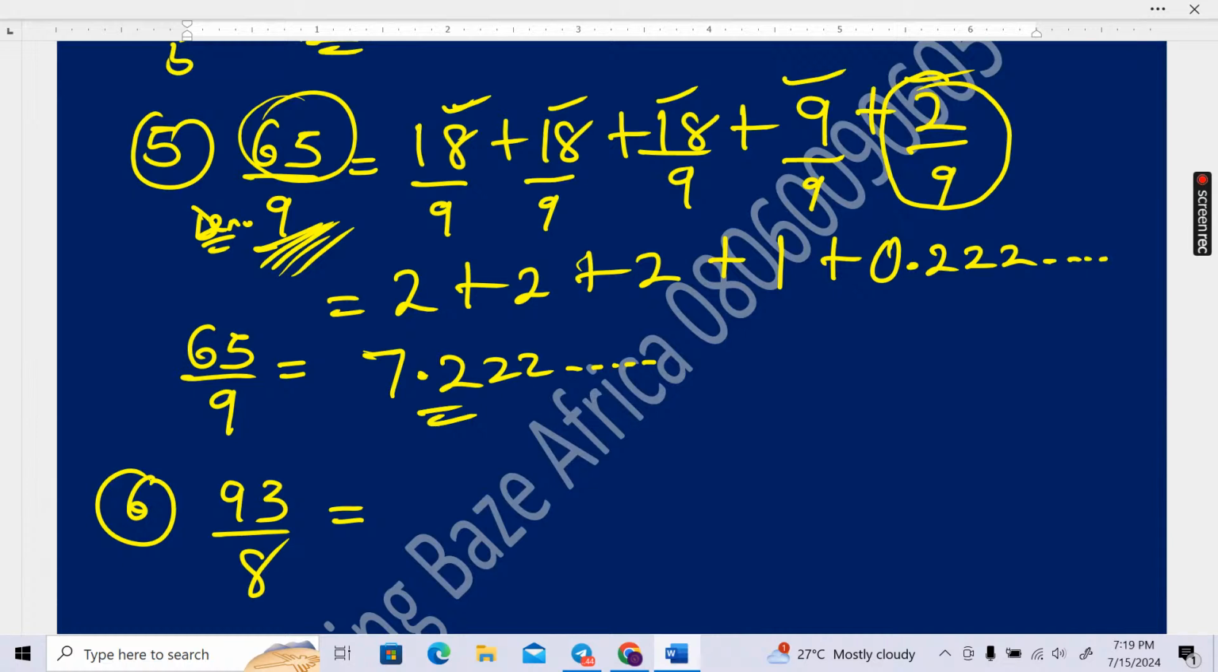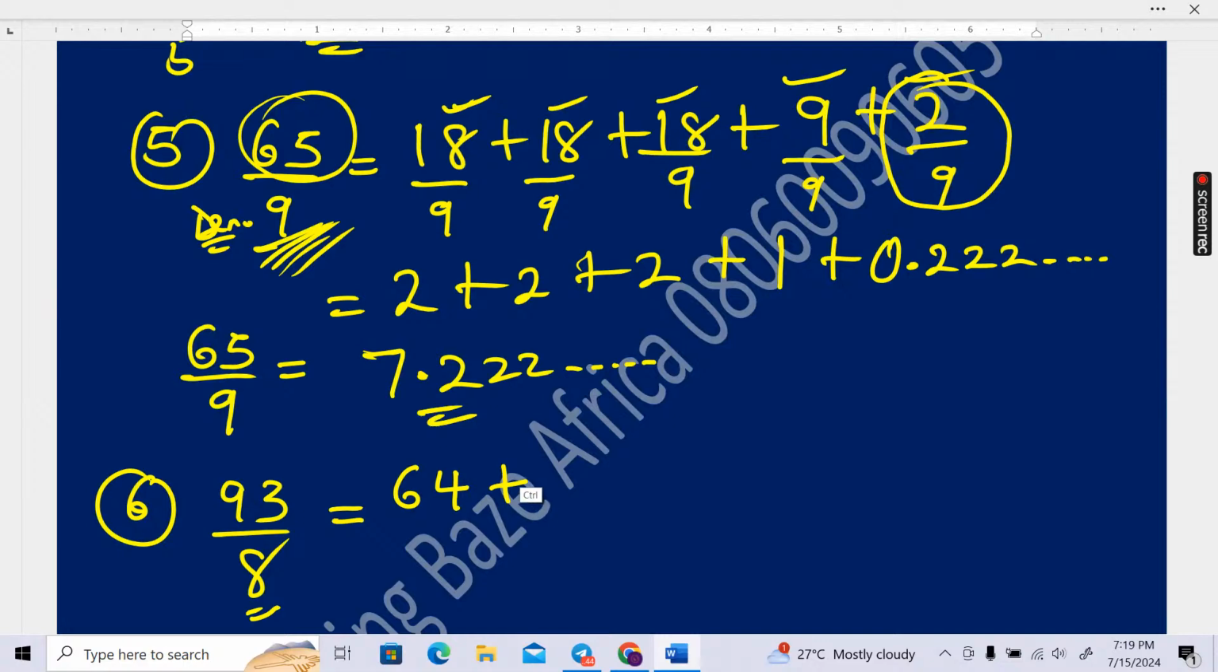93 divided by 8. Let's do this in our head. Now, 8 is the denominator. So let's break down 93 to be multiples of 8. I know 8 times 8 is 64. So what should be added to give us 93? So what else do we have?